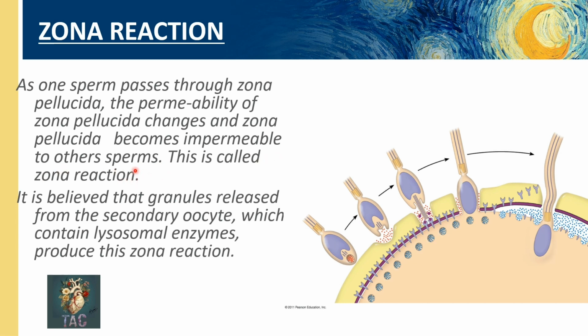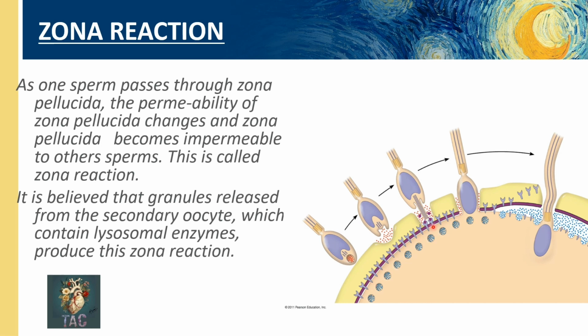This is called the zona reaction. It is believed that the granules released from the secondary oocyte, these are granules which are released after the attachment of the spermatozoa to the cell membrane of the oocyte. These are the cortical granules, and these granules contain lysosomal enzymes. So these granules change the characteristics of the zona pellucida.